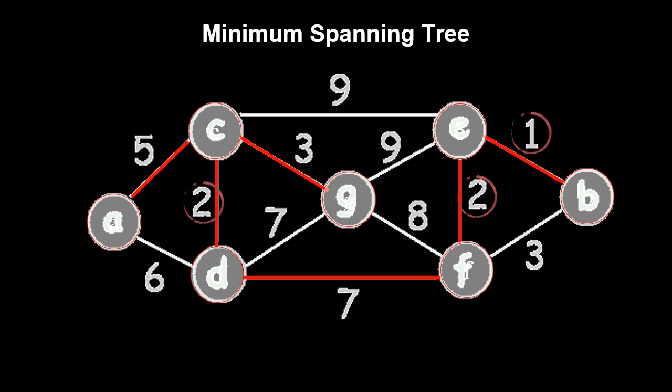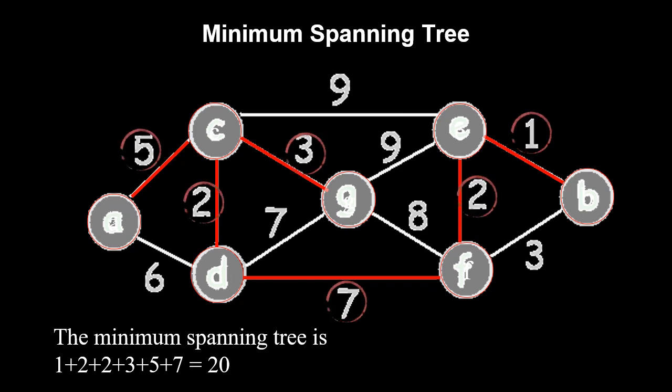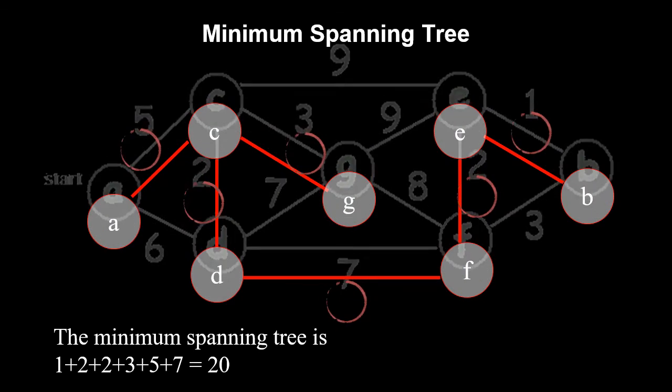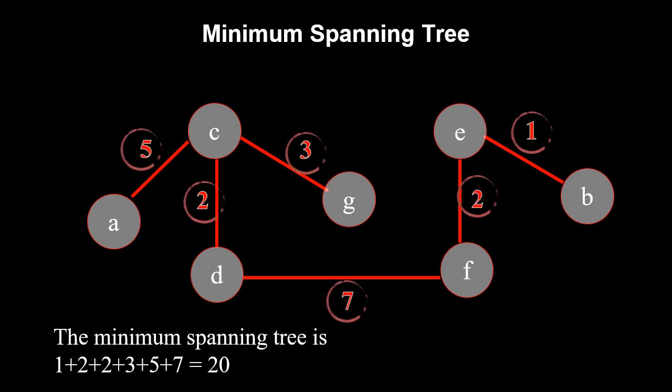Now we're going to add the numbers because we already got a spanning tree. So the minimum spanning tree is 20. Let's see the red part if it's a tree. And don't forget the weight of the edges.